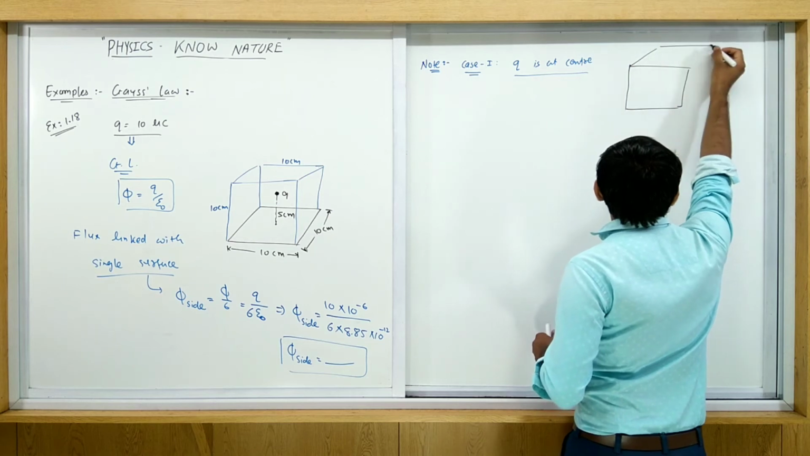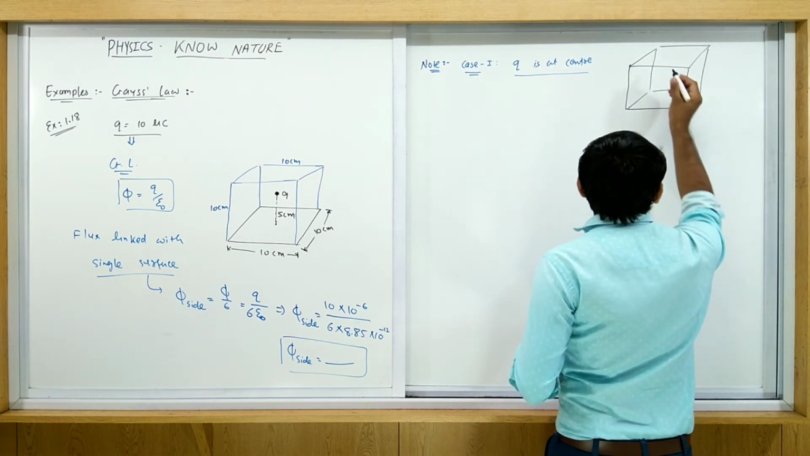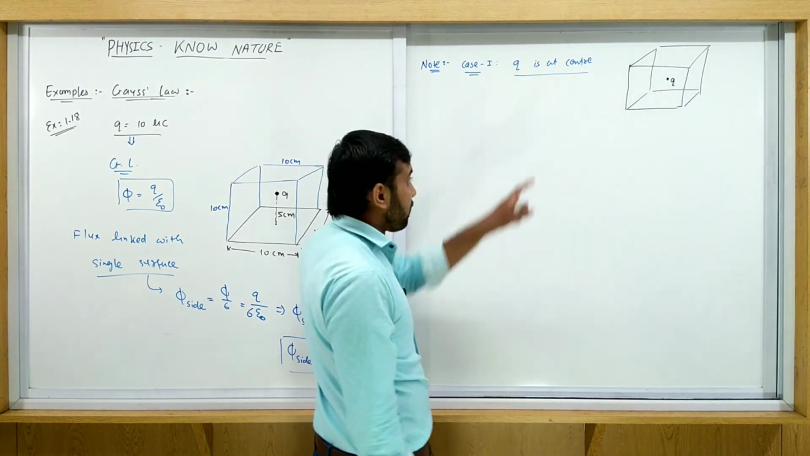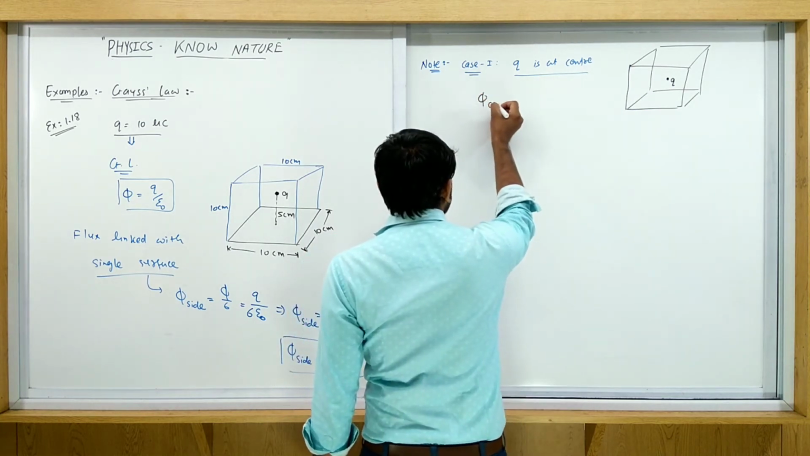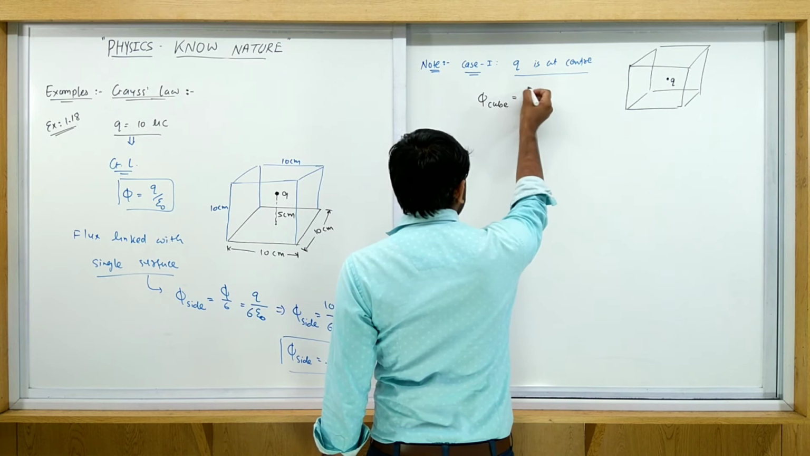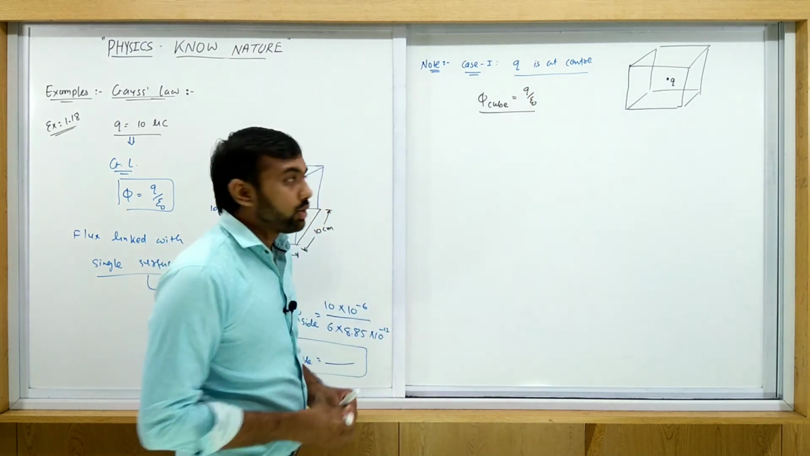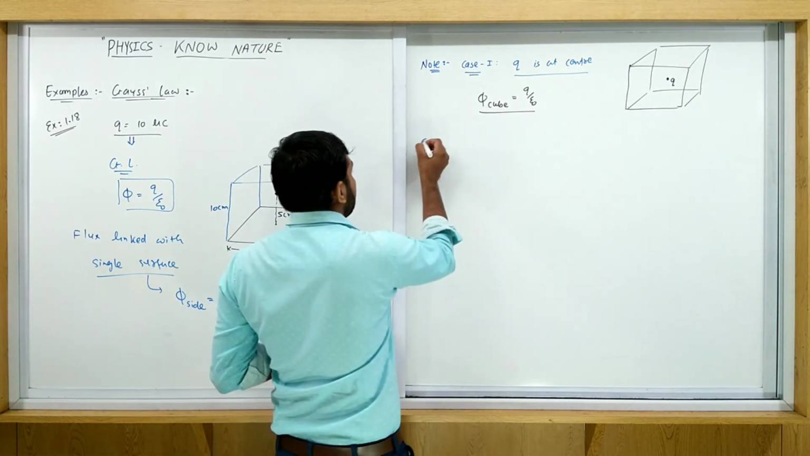You must understand it properly. So you place q at the center, then the flux linked with the cube is given as q upon epsilon naught. Now the second case, case 2.